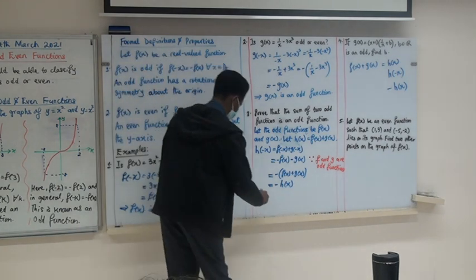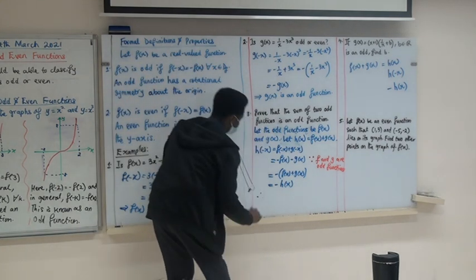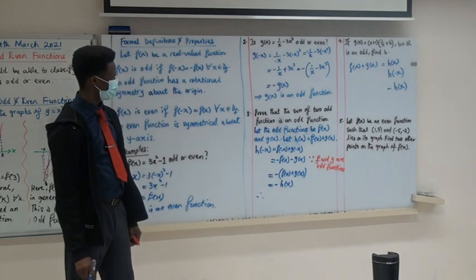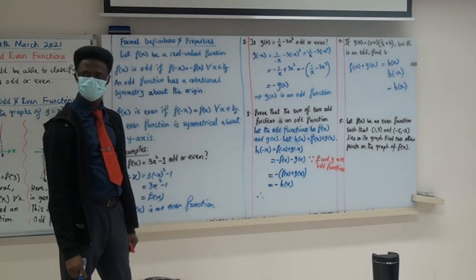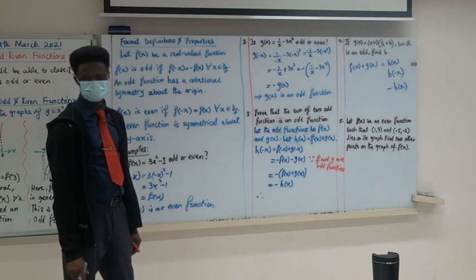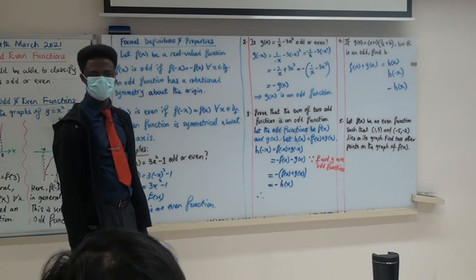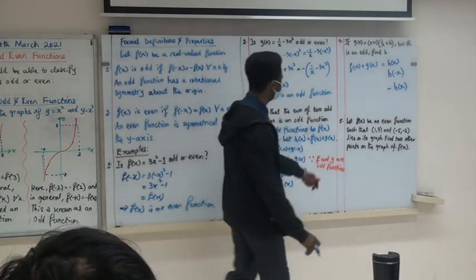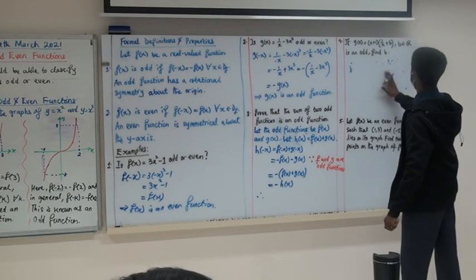So what's your conclusion? Therefore, h of x is. No, you go back to your statement. The sum of two odd functions is indeed an odd function. Does that make sense? I'll write the conclusion later. Let me focus on this because of our time.